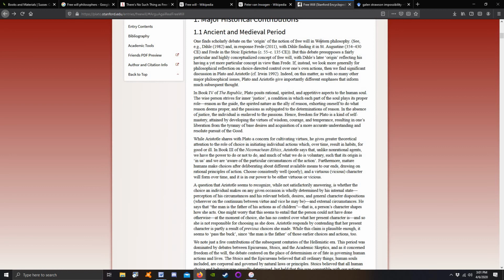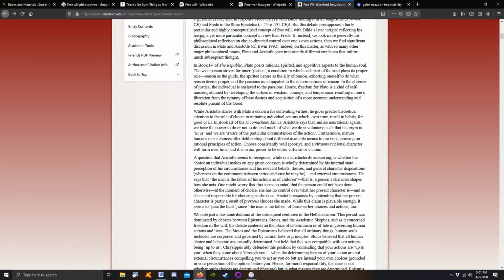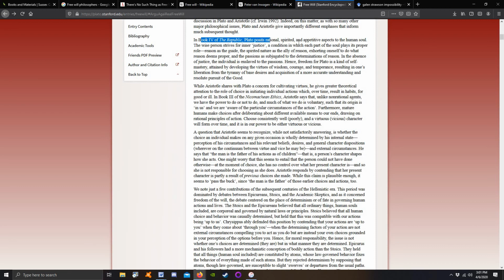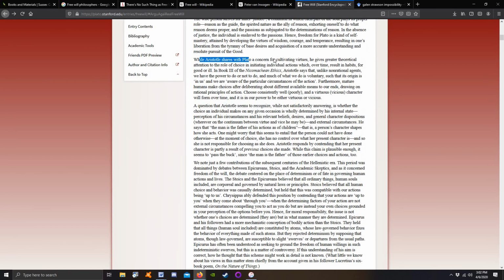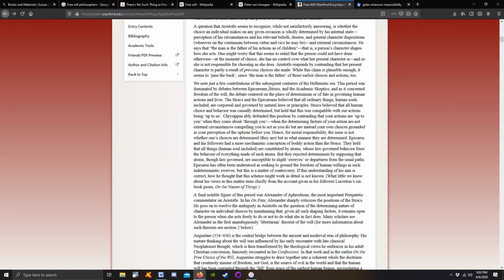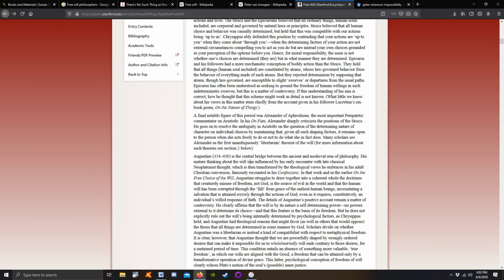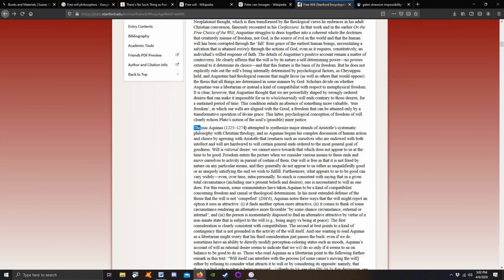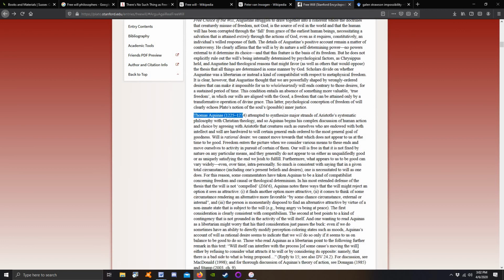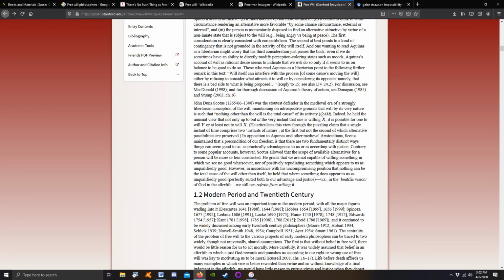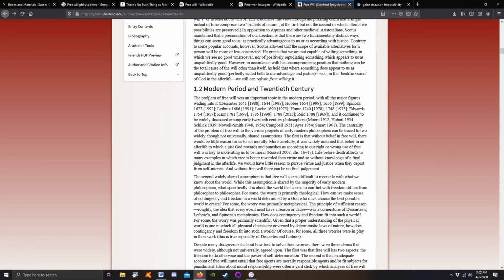One fine scholarly debate on the origin of the notion of free will, but here we have, in Book 4 of the Republic, Plato positing rational, spirited, and appetitive aspects of the human soul. We have Aristotle agreeing. We have more about Aristotle. We have debates between the Epicureans, the Stoics, and the skeptics. We have Augustine. We have Thomas Aquinas. You should recognize these names. They're all super important, and they all have something valuable to say about the subject of free will.